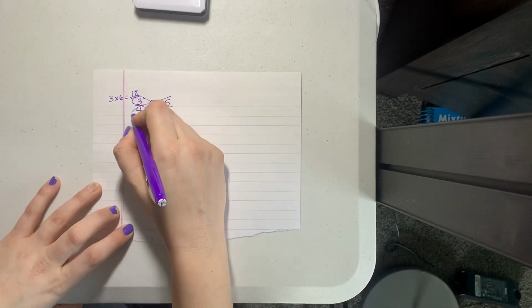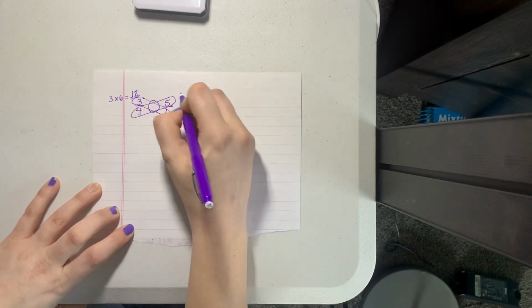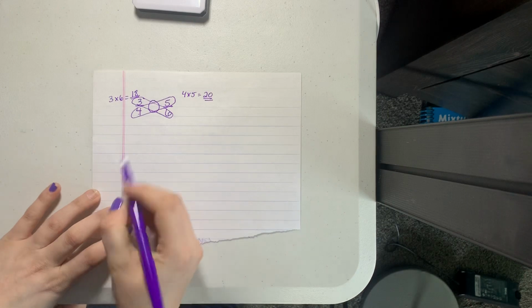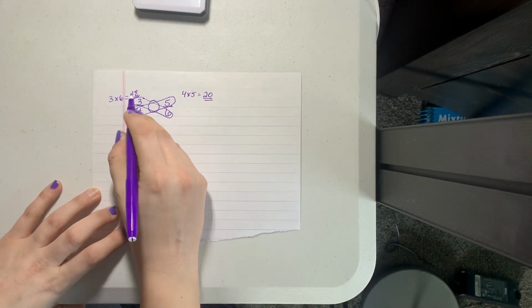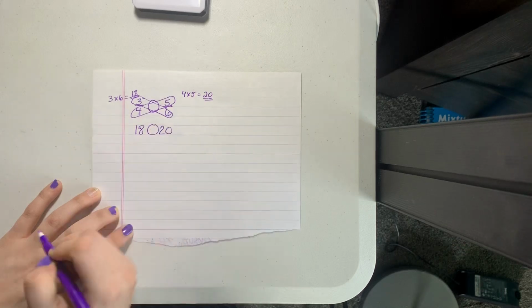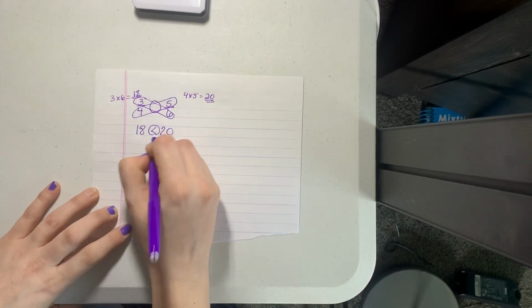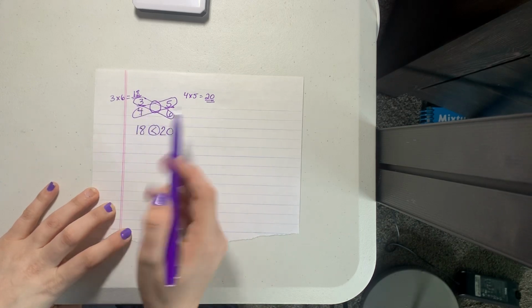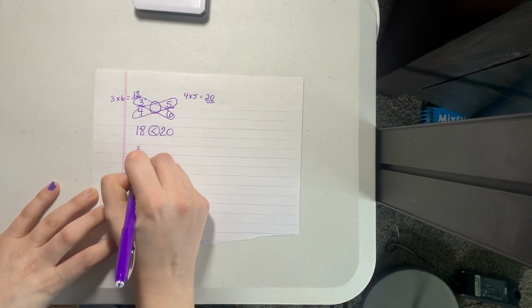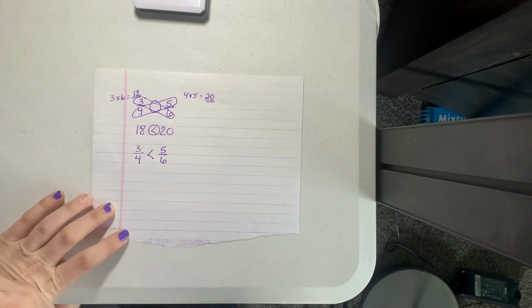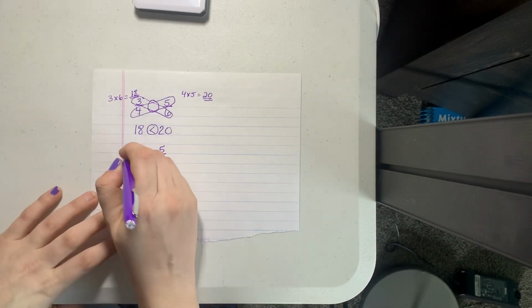I'm going to do the same to the other side. So 4 times 5 gives me 20. I'm going to look at that. So now I'm just going to look at 18 compared to 20. And of course, 18 is less than 20. So my final answer, I use the original fractions. I would say 3/4 is less than 5/6. And that would be my answer.